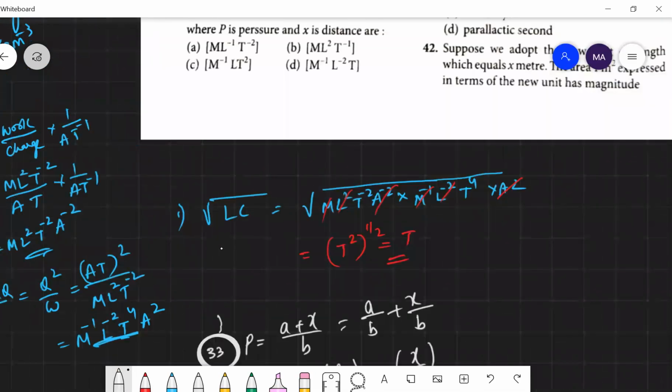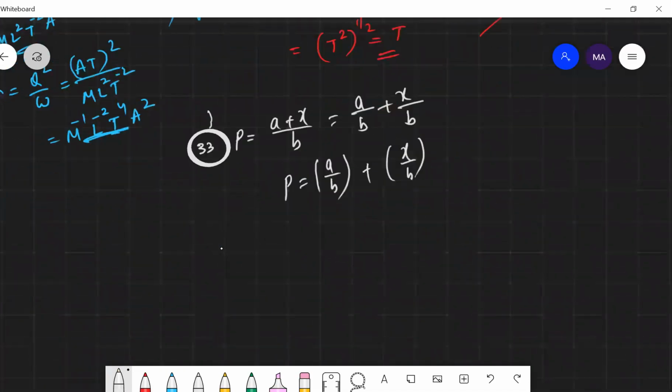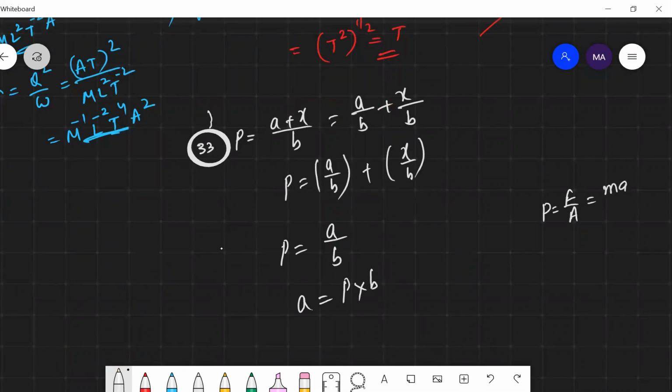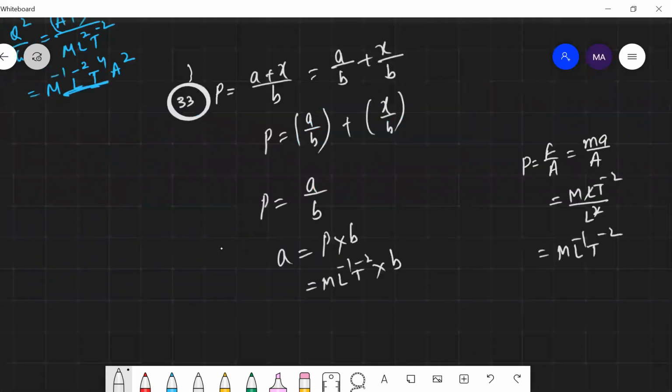P is the pressure and X is the distance. What are the dimensions of A and B? P will be equal to A by B, so A will be equal to pressure into B. Pressure is equal to force by area. Force is equal to mass into acceleration, divided by area. Force dimension is M L T power minus 2. Area is nothing but L square. This will get cancelled, so it is M L power minus 1 T power minus 2. So A is equal to M L power minus 1 T power minus 2 into B. B is nothing but what is given in the problem; we need to calculate the dimension of B only. So this is your B, and this is your A.